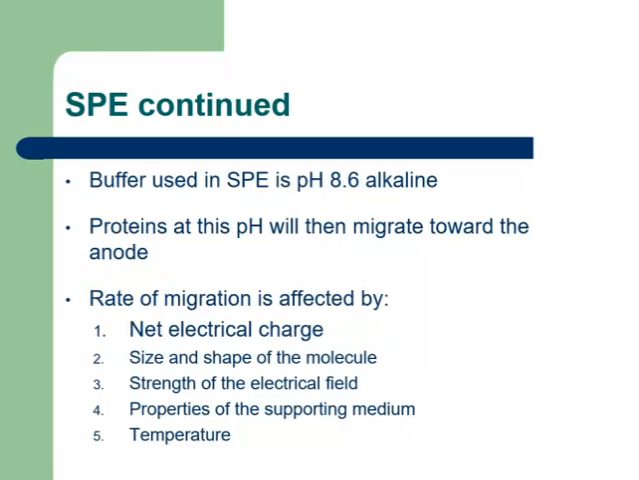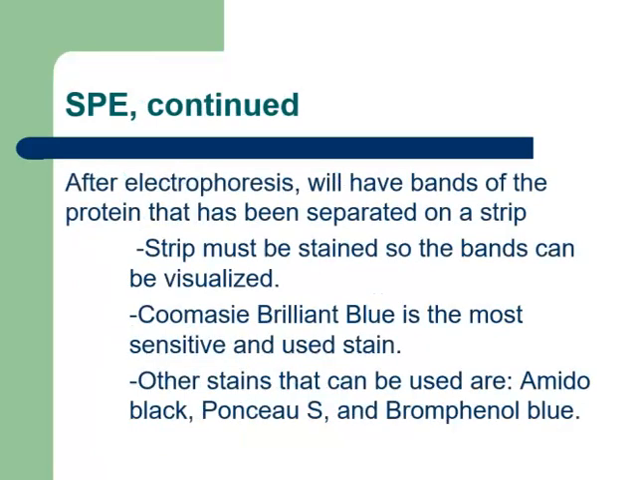And again, there are different things that will affect the migration pattern: the net electrical charge, the size, shape, strength of the electrical charge, properties of the medium, and also temperature. After electrophoresis has been run, the different bands of protein will be separated. So the gel or strip must be stained to be visualized. We use Coomassie Brilliant Blue most of the time to do our staining.